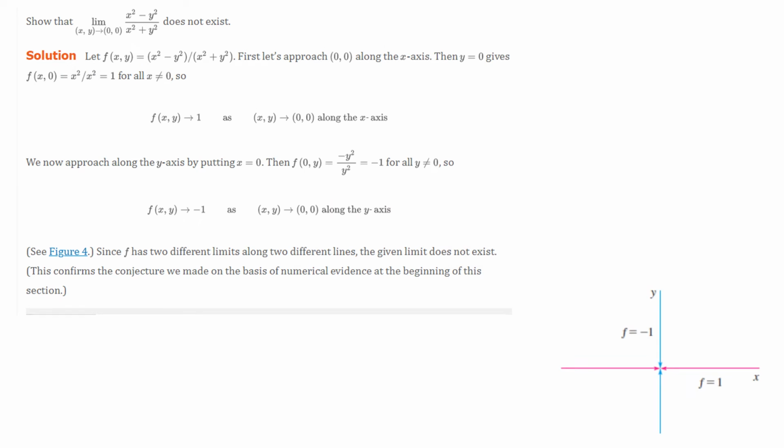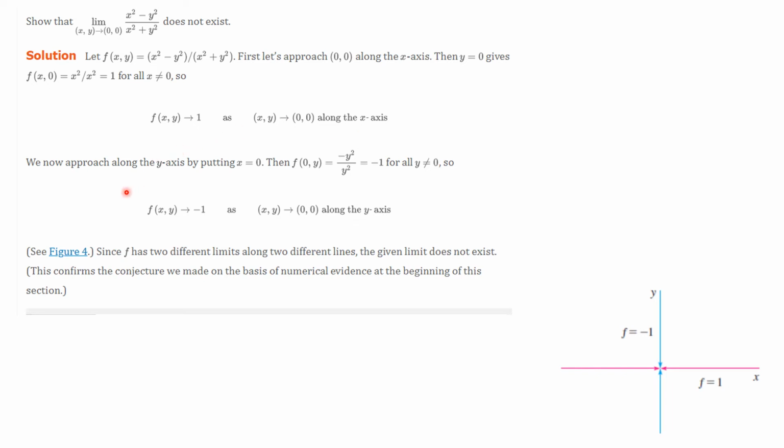And I think we talked about this a little bit, but here is a solution. So we're going to approach (0, 0) along the x-axis. So that means we're going to be approaching it here, (0, 0), along the x-axis. Well, if we do that along the x-axis, that means that y is equal to 0. So if I put y equal to 0 here, I just get x squared over x squared equals 1. So this tends to 1 as we tend to (0, 0) along the x-axis.